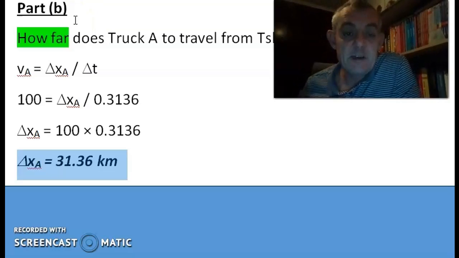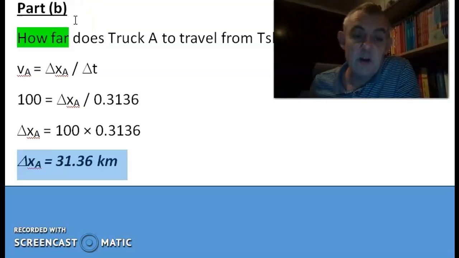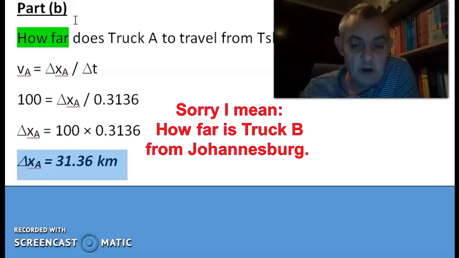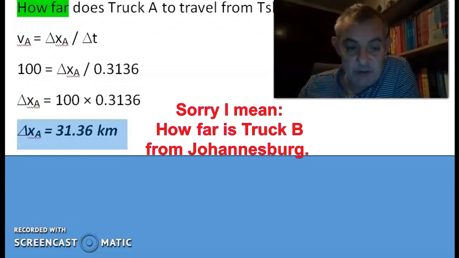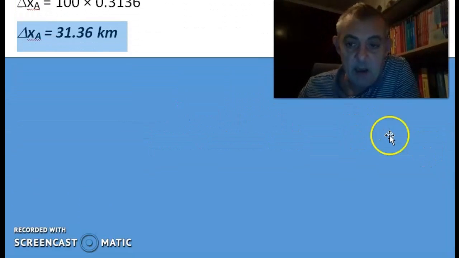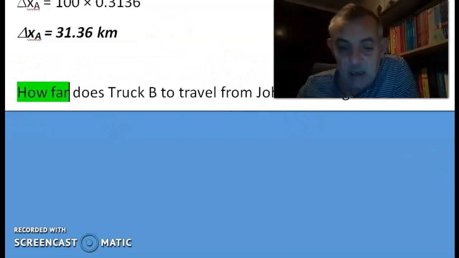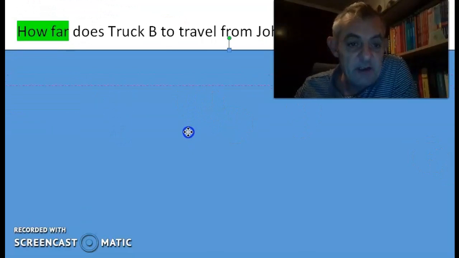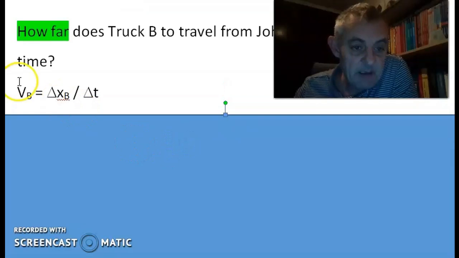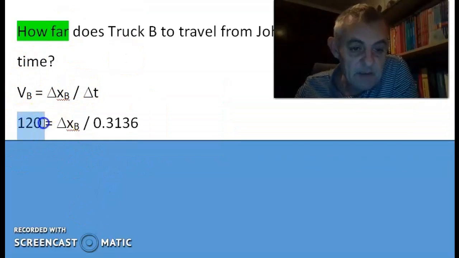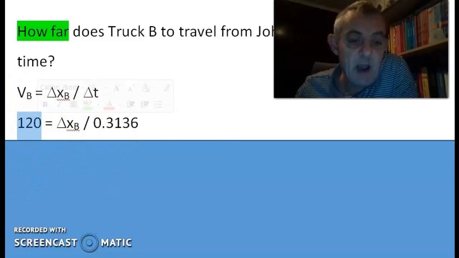But the problem asks for the distance that each truck has traveled from its starting point, so you also need to calculate the distance traveled by truck B from Tshwane. Now, there are two ways to do this, so I will show you both ways. Again, just to remind you, how far is a distance measurement, and using the same formula, but this time I'm putting in values for truck B. So I put in the speed, 120 kilometers per hour for truck B.